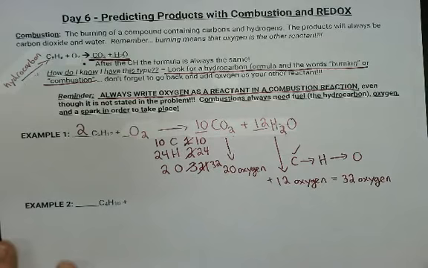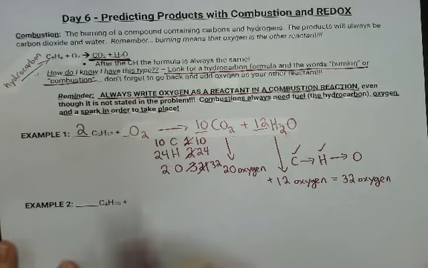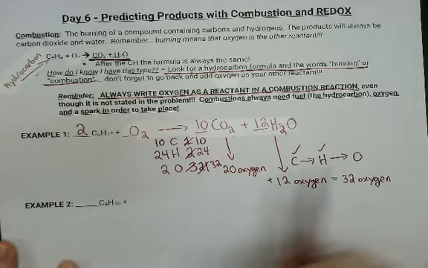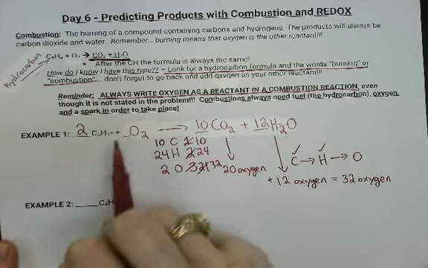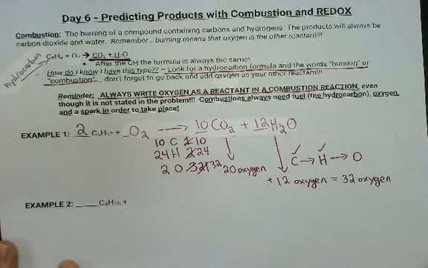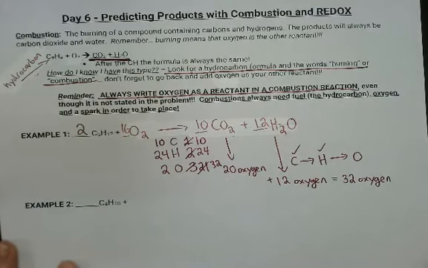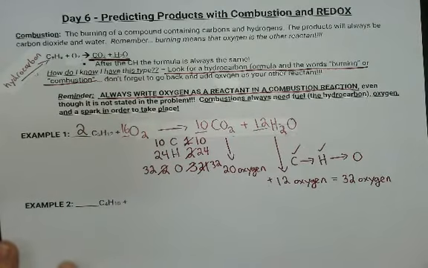Since I have this 32, I'm going to write that there. We have balanced our hydrogens. They are equal on both sides. Last but not least, we are going to do oxygen. So I have 32 oxygen on this side of my equation. I need 32 over here as well. So I'm going to go ahead and place a 16 in front of my oxygen. That will increase my number of oxygen to 32.